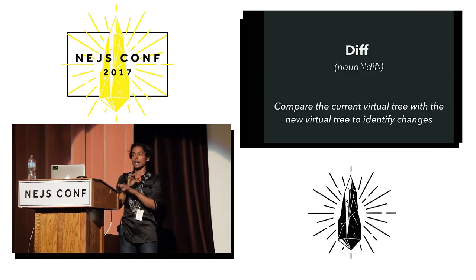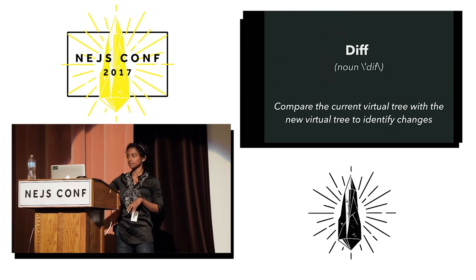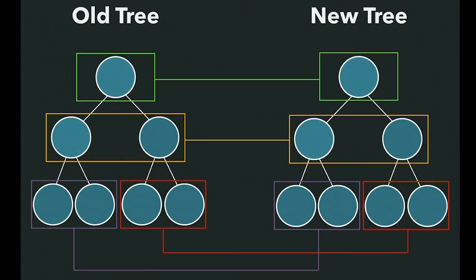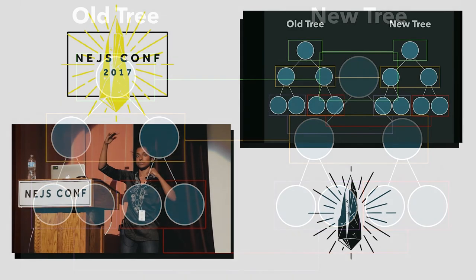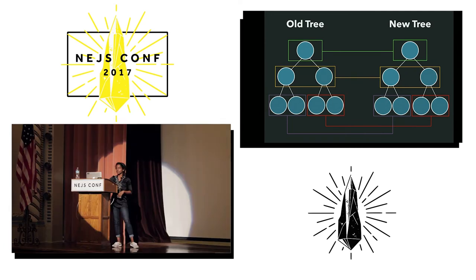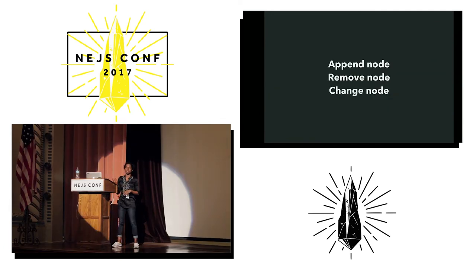Cool. So the main concept in virtual DOM that makes it super compelling is the diff. And a diff is just comparing a previous version of a tree to the current version of the tree, and it identifies changes between the two. So it looks like this. You have an old tree and a new tree, and you're just doing a layer-by-layer comparison. So it compares nodes with nodes directly. And that's because most changes that happen in our web apps are very lateral. We change things at the same level and want them to be similar. So common DOM updates are appends, removes, and changing nodes.